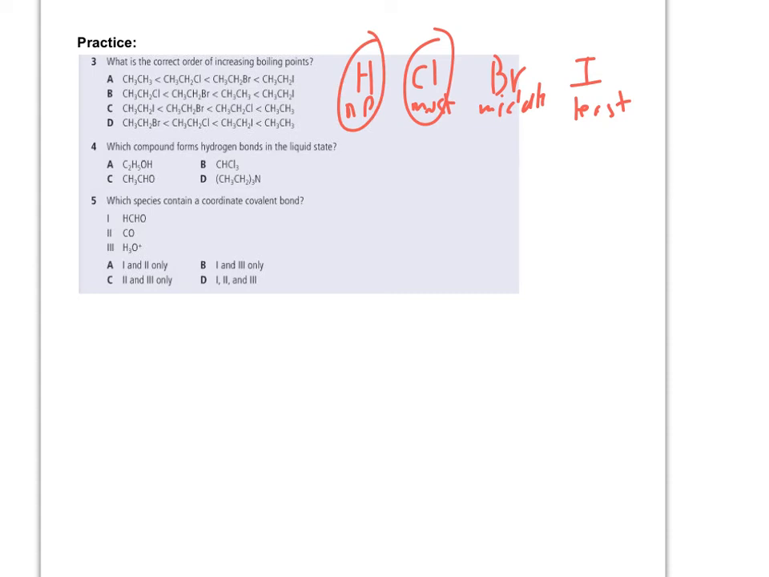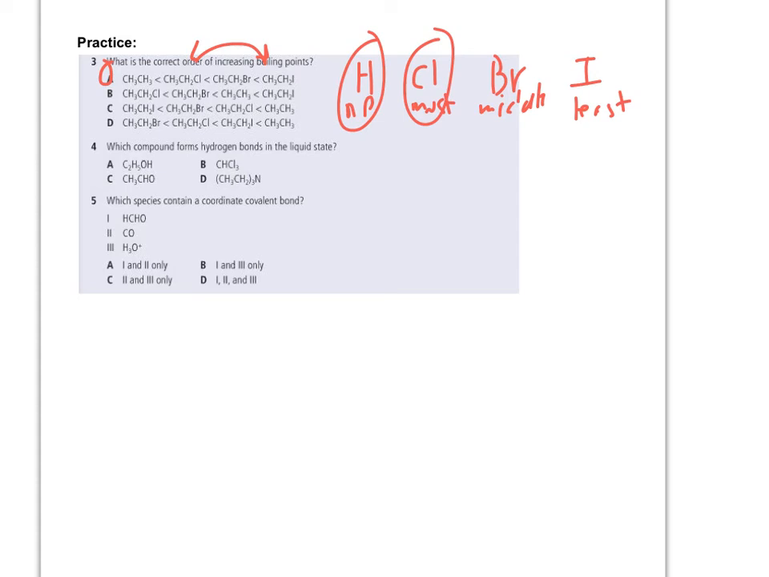So if I look for it here, the best choice is A, but they actually have these two reversed because chlorine is more electronegative, being the smaller. So it's going to have a greater polarity than the iodine will. But I hadn't noticed that before. Now, there really isn't a correct answer, but that's the closest you get.